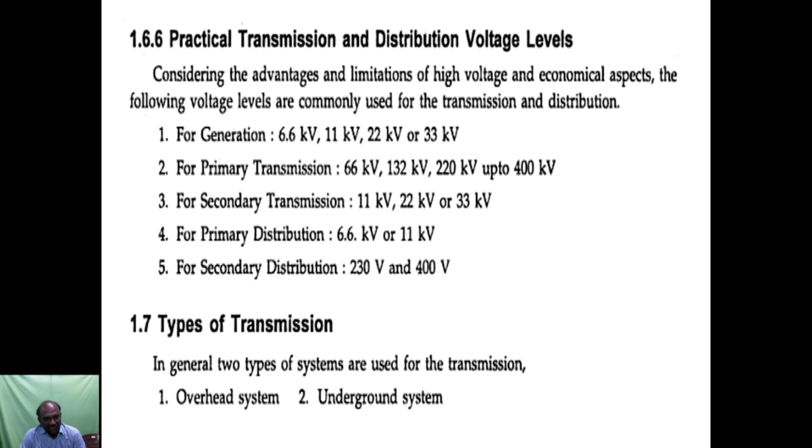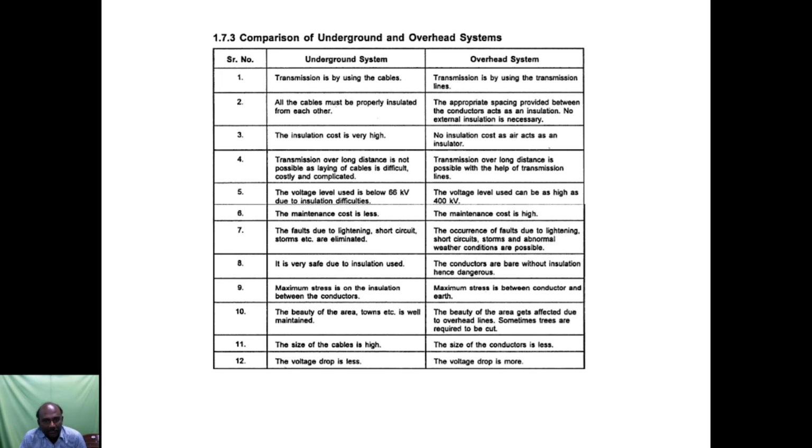Then types of transmission. There are two types of transmission: overhead and underground systems. With overhead lines we can transmit the power. Similarly, we have underground transmission also. Comparing the underground and overhead systems of transmission, in various ways we can compare them.